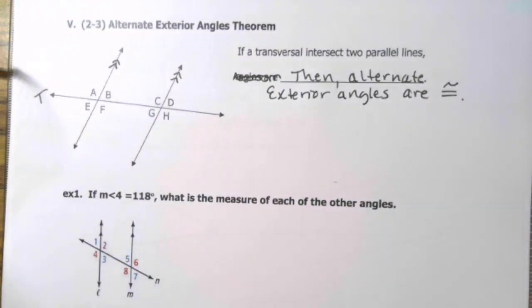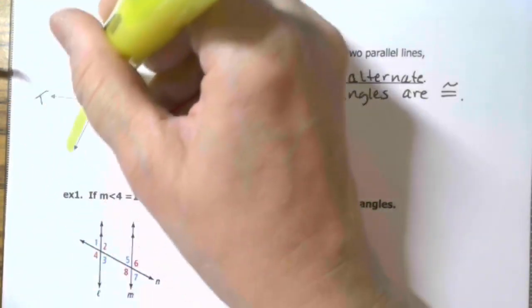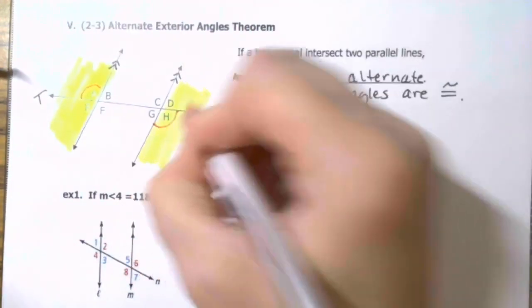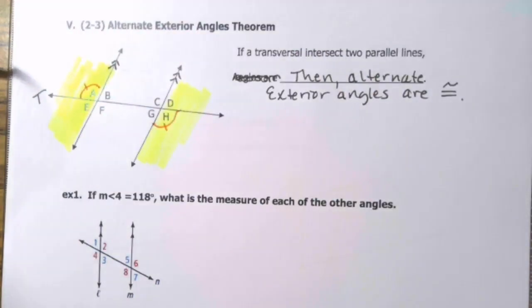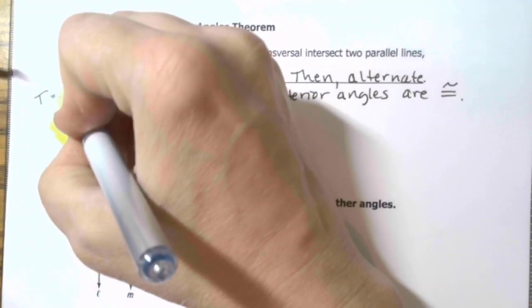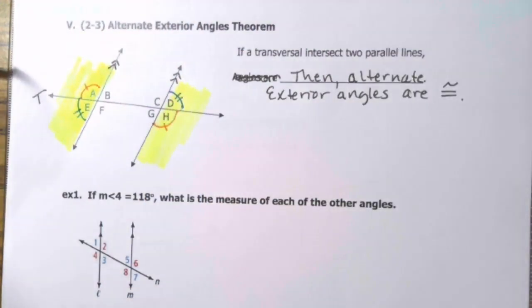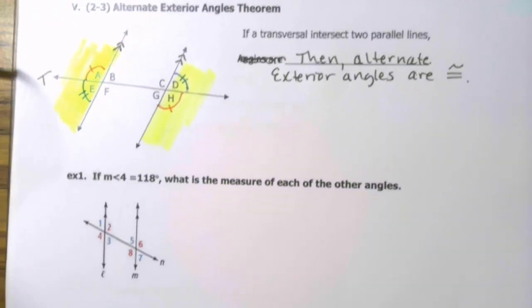Alternate exterior angles. There's two pairs of these. Now first off, exterior means they're outside the parallel. So there's two exterior areas. Alternate means on opposite sides of the transversal. So we have to the right of the transversal, to the left of the transversal. Those two are congruent to each other. We have the left of the transversal and the right of the transversal. Those two are congruent. Alternate exterior angles are congruent.